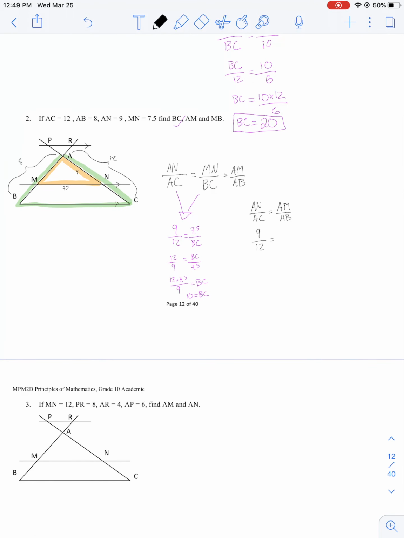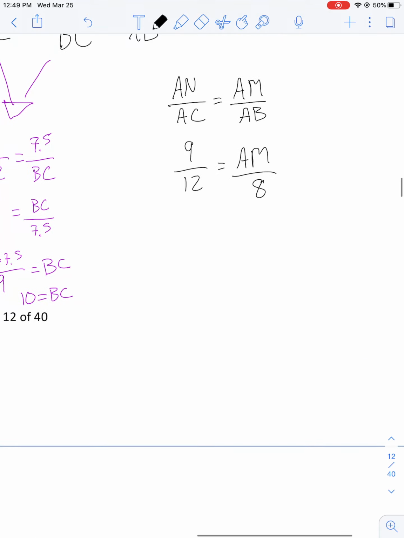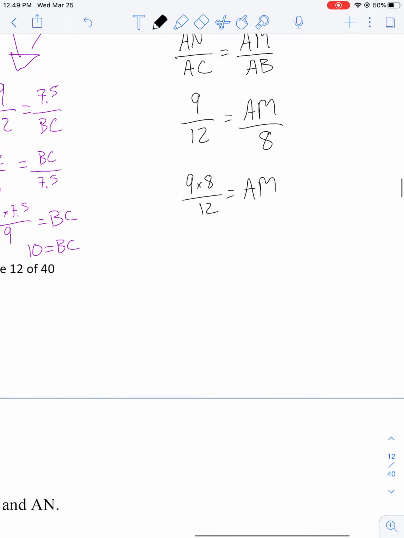The full thing from A to B is 8, but A to M is unknown. Leave that as AM. I do know the full thing is 8 there. Once again, my unknown is on my numerator, so I'm going to do 9 times 8 divided by 12 is equal to AM. We got 72 divided by 12. 72 divided by 12 is 6.